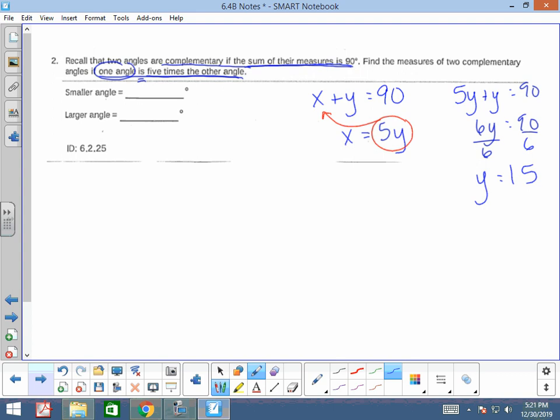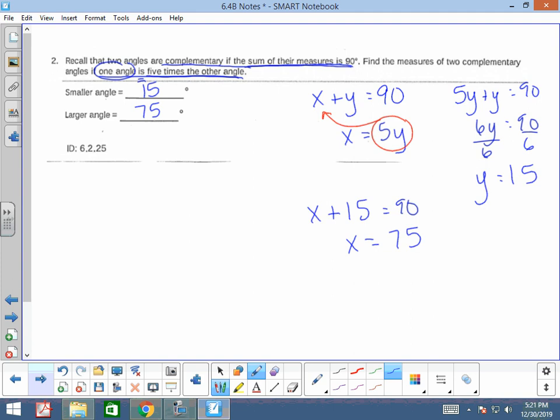Now, don't go over here and fill out the blank sheet yet, because you need to figure out which one's the smaller angle and which one's the larger angle. So X plus 15 equals 90. Subtract 15 from both sides, X equals 75. So make sure you put the smaller angle, which is 15, because it's less than 75, and the larger angle is 75.